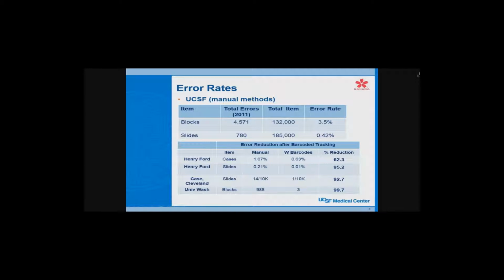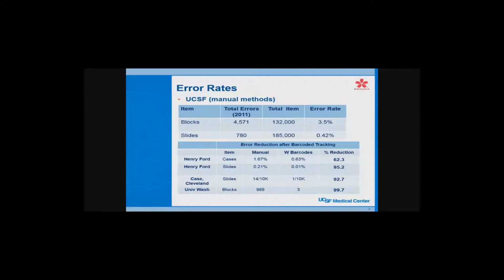This has really been one of the big issues over the years, is how manual methods lead to pretty high error rates. I'm showing a slide now that shows what we calculated at UCSF using all our manual methods, which was entering blocks on a standalone printer, and then slides were handwritten. The labels were printed from our system, but they were applied later to the slides, and so these are the types of error rates that we were seeing.